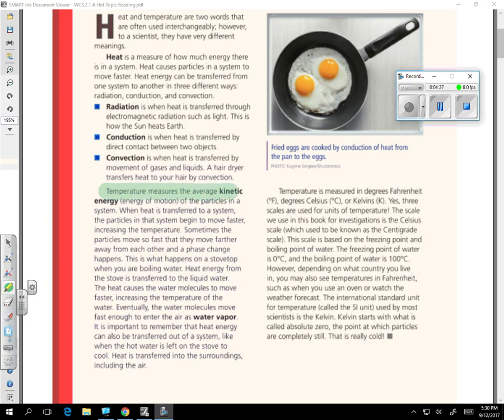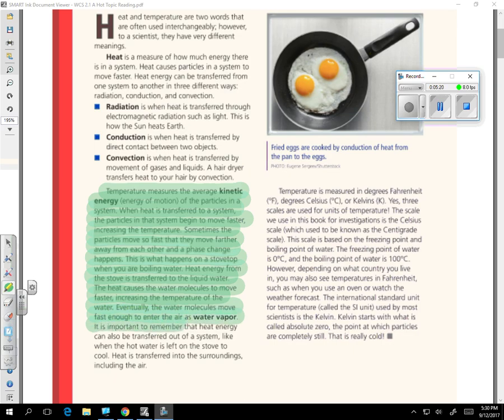Temperature measures the average kinetic energy of motion of the particles in a system. When heat is transferred to a system, the particles in that system begin to move faster, increasing the temperature. Sometimes the particles move so fast that they can move farther away from each other and a phase change happens. This is what happens on a stovetop when you are boiling water. Heat energy from the stove is transferred to a liquid water. The heat causes the water molecules to move faster, increasing the temperature of the water. Eventually, the water molecules move fast enough to enter the air as water vapor.